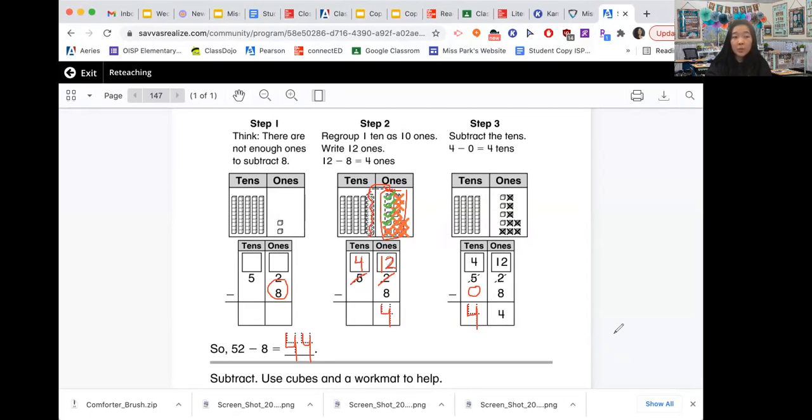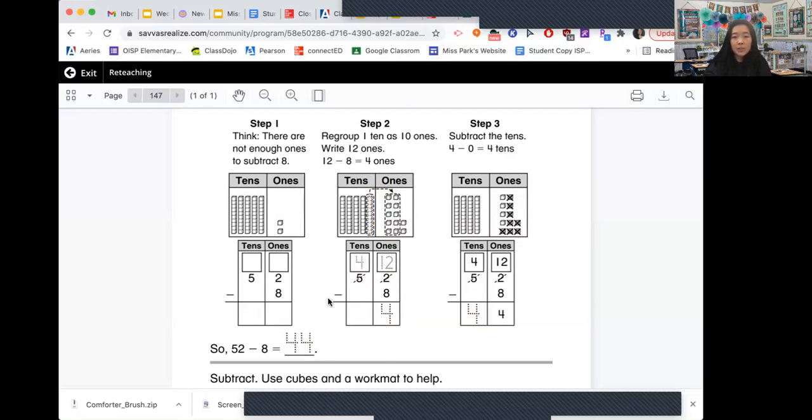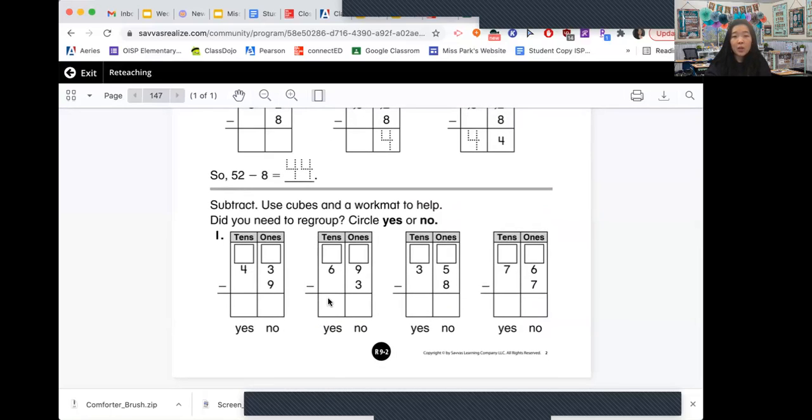Remember, if you need a refresher and you need to review this, what you can do is you can rewatch this on YouTube and slow it down and take pauses as you need. All right, subtract, use cubes and a work mat to help. Did you need to regroup? Circle yes or no. All right, so question number 1, are we ready?